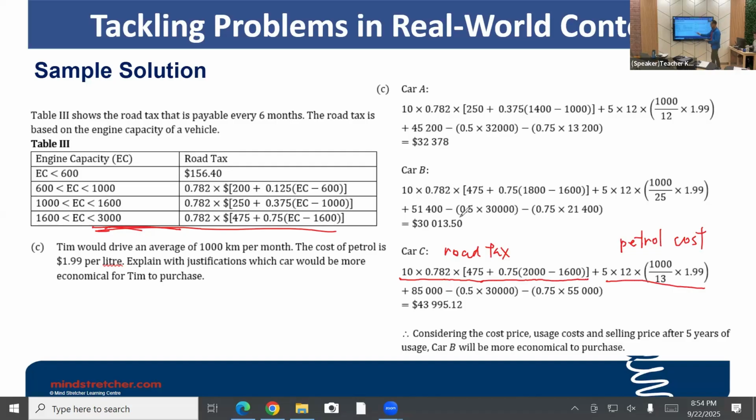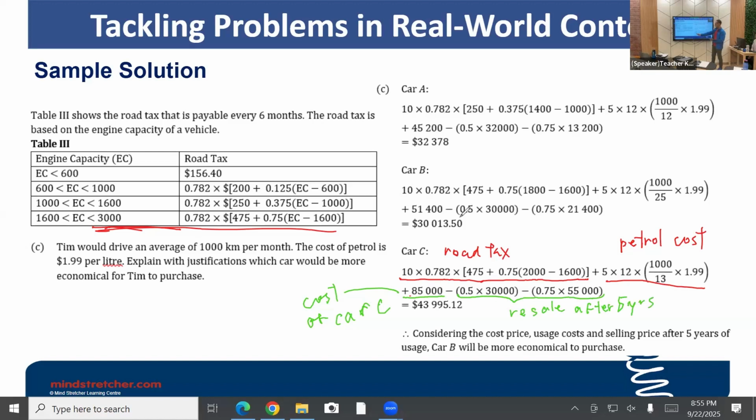And the third number that you see here, this 85,000, maybe I change another color for this one. This 85,000 is the cost of car C. And then lastly is to subtract this, because this part is based on your previous section, table 1. It says the resale value. This is after 5 years. When you resell it back, you are going to get this amount of money back.